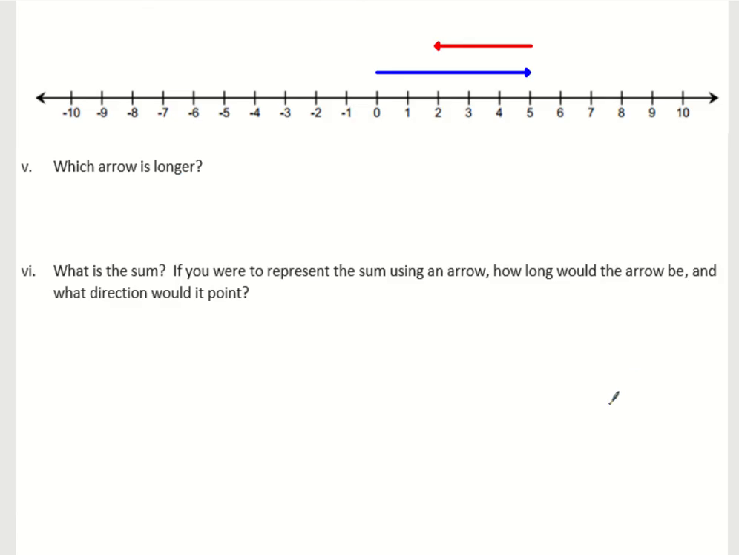Once again, just like before, I've redrawn our number line up here just so that I can see it and you can see it in the video. Which arrow is longer, though? Well, let's compare the two lengths. One of them's 5 long, the other one's 3 long. So it's probably the arrow that's 5 long, right? So I could say my arrow that's 5 units long, or I could say my first arrow. My first arrow is going to be longer.